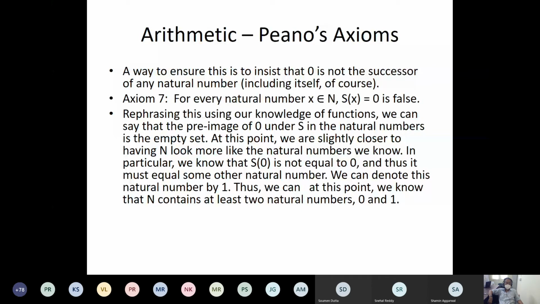At this point, we are slightly closer to having N look more like the natural numbers, because 0 is there. Then, since there is S0, we know in particular that S0 is not equal to 0, and thus it must equal some other natural number, which we can denote by 1. Thus, at this point, we know that N contains at least two natural numbers, 0 and 1.